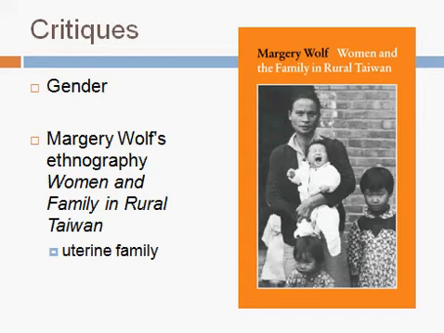Anyway, Marjorie Wolf said that the kinship chart doesn't work because it doesn't show which relationships a person focuses on. In Taiwan, a woman focuses on her uterine family, and especially her own child as part of that uterine family.